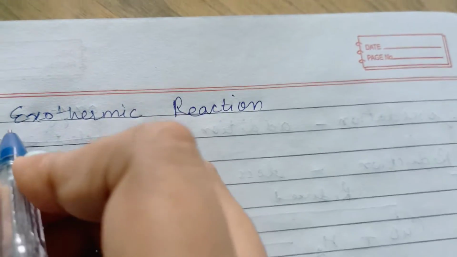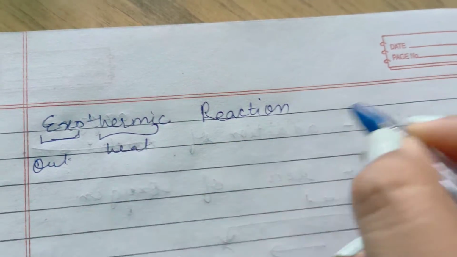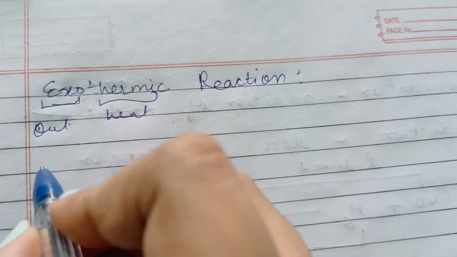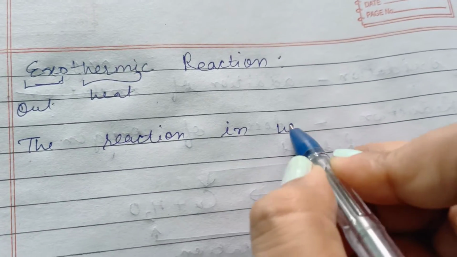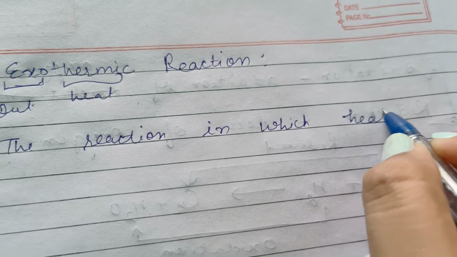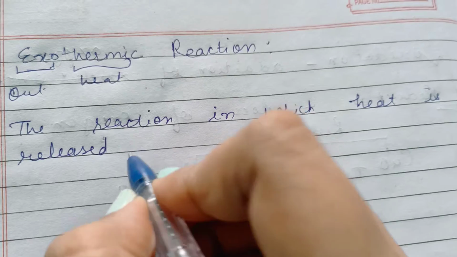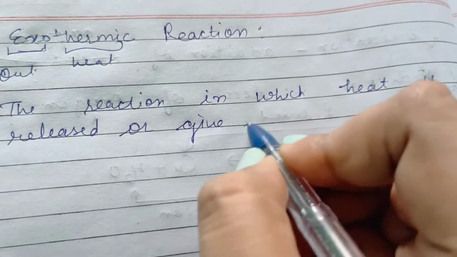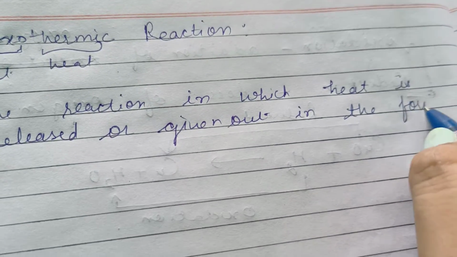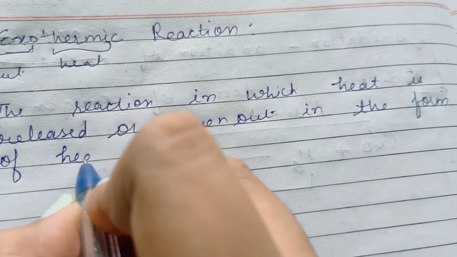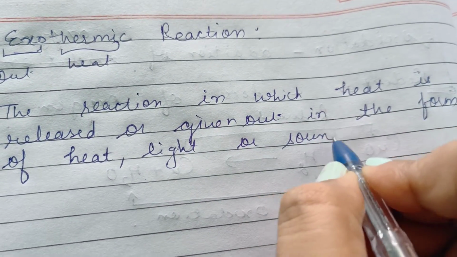Exothermic reaction. Exo means out and thermic means heat. As it is clear from the name, it is the reaction in which heat is released, you can write either released or given out, in the form of heat, light or sound. Is it clear to you?